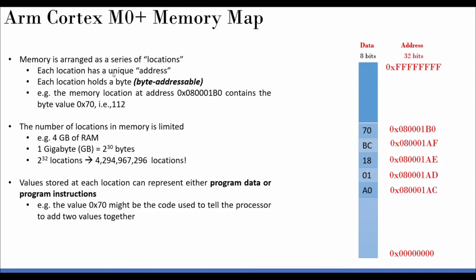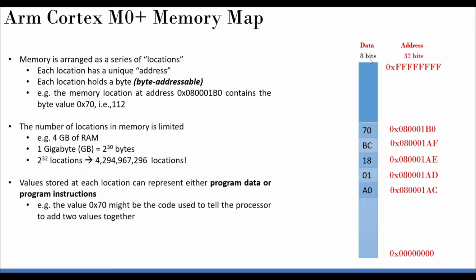Please see this. Each location is 8 bits, so it's byte addressable. Each location holds a byte. For example, just to give a feel for it, let's say one location given by this address has 0x70. That means it holds 8-bit data which is equivalent to decimal 112. So some sort of representation is shown here.